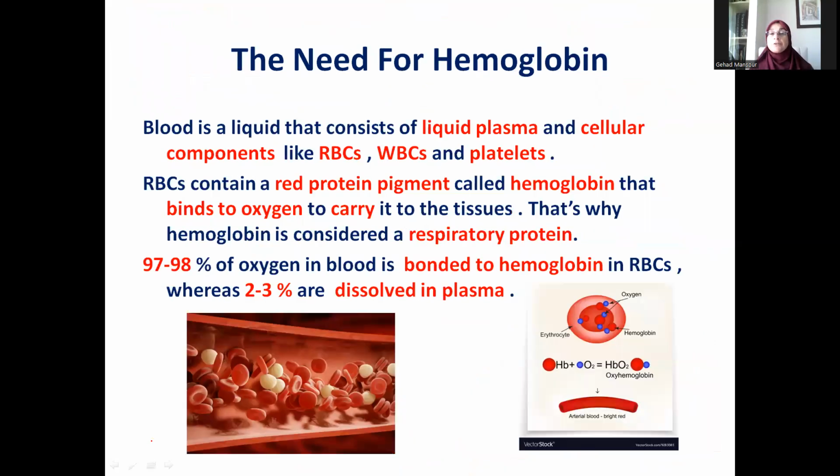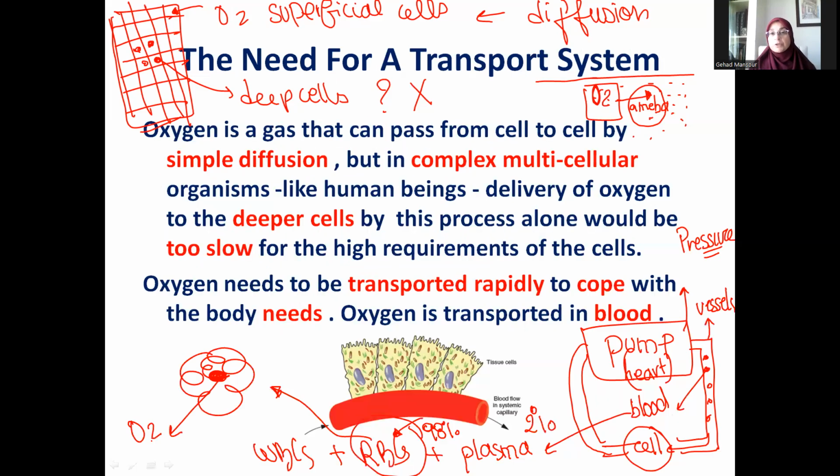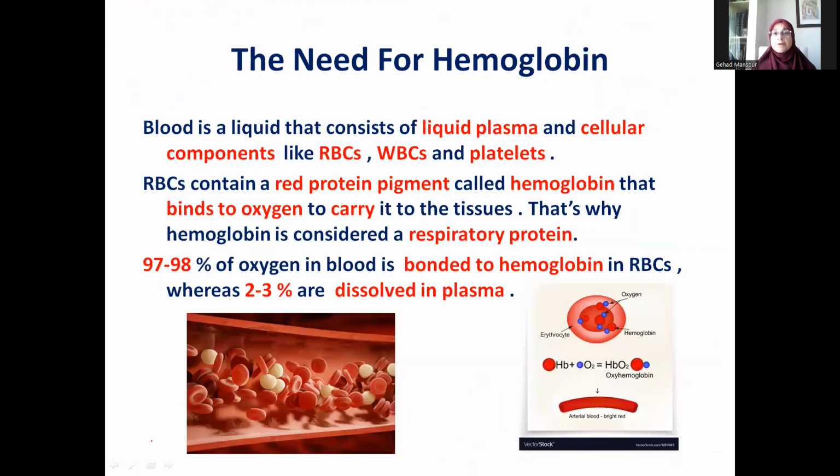So what is the need for hemoglobin? We discussed the need for oxygen, we discussed the need for a transport system, and now we discuss the need for hemoglobin. As we said before, we have blood vessels, and these blood vessels contain liquid blood that looks like this under the microscope. So you have those small spherical structures that are biconcave that are called the red blood corpuscles, and you have the white blood cells that are mainly concerned with immunity.